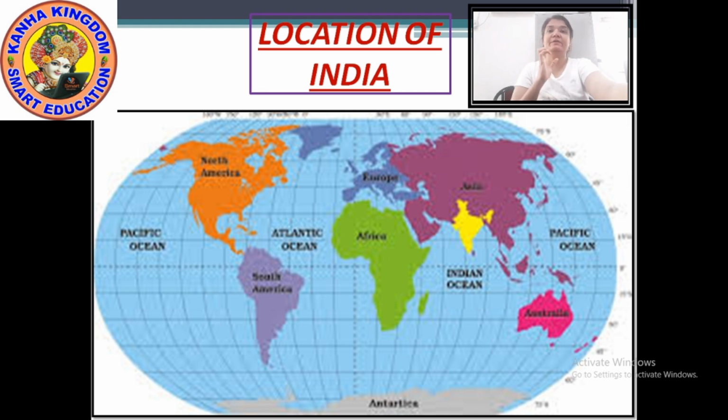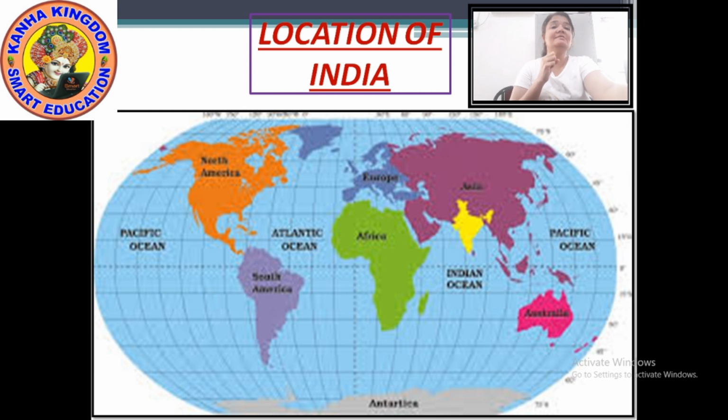Atlantic Ocean in between South America and Africa, and to the left of South America is the Pacific Ocean. Looking at this world map, now try to understand: what is the shape of our earth? It is bulged from the middle and it is flat from the poles. Now these two poles are called North Pole and South Pole.